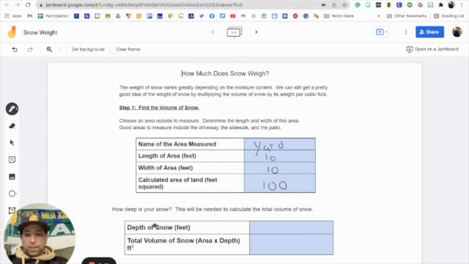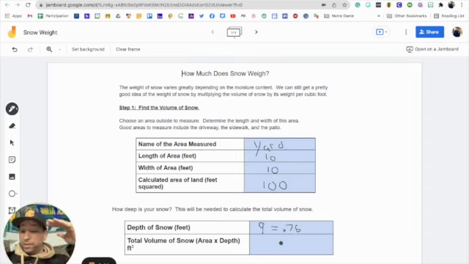Okay, next thing we're doing is measuring the depth of the snow. So we got 9 inches, which is fine, but we need similar units. So 9 inches equals 0.75 feet. You need to make sure that you are in feet. So if you got 1 foot, that makes it really easy. I only got 9 inches of snow in my yard.